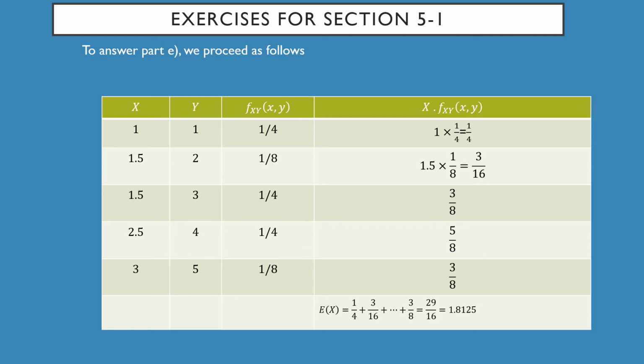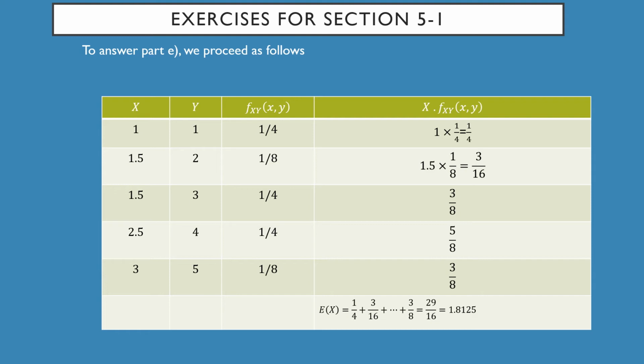So what is the first value under x? 1. So 1 multiplied by the corresponding value of the joint probability mass function, which is 1 over 4. So 1 into 1 over 4 gives us 1 over 4. I have already made a column for x into f. The second value, 1.5, multiplied by the corresponding value of 1 over 8, gives us 3 over 16. You can use the calculator for the calculations or the simplification.